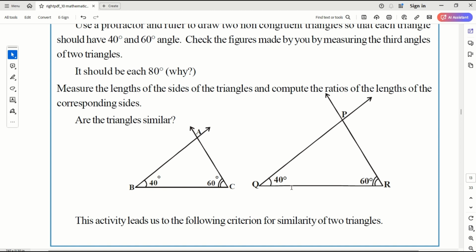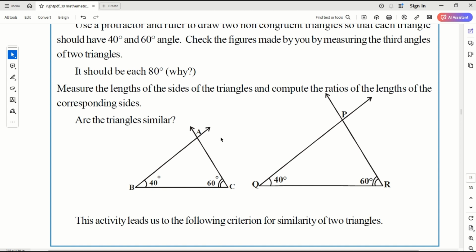Now you know that the 40 degrees angles are the same, that is B and Q, and C and R are the same. Now you measure the angle here. We know that the angles in a triangle add up to 180 degrees, so obviously you will get 80 degrees here, right?